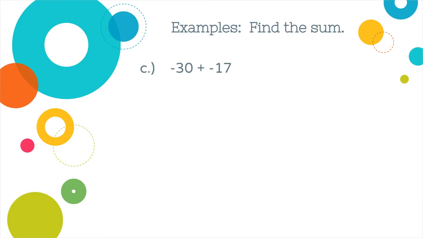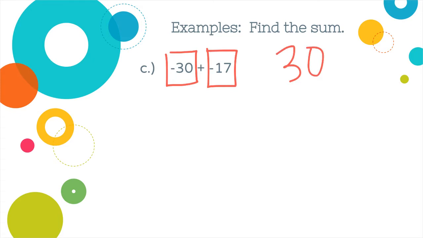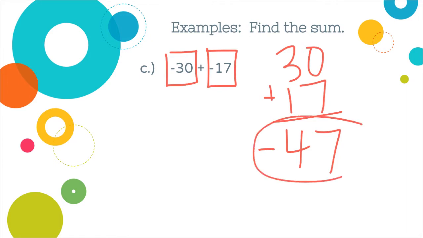Letter C, -30 plus -17. You have a -30 and a -17. They're the same sign, so you add and keep. 30 plus 17 is 47. Keep the sign, which is negative, and your answer is -47.